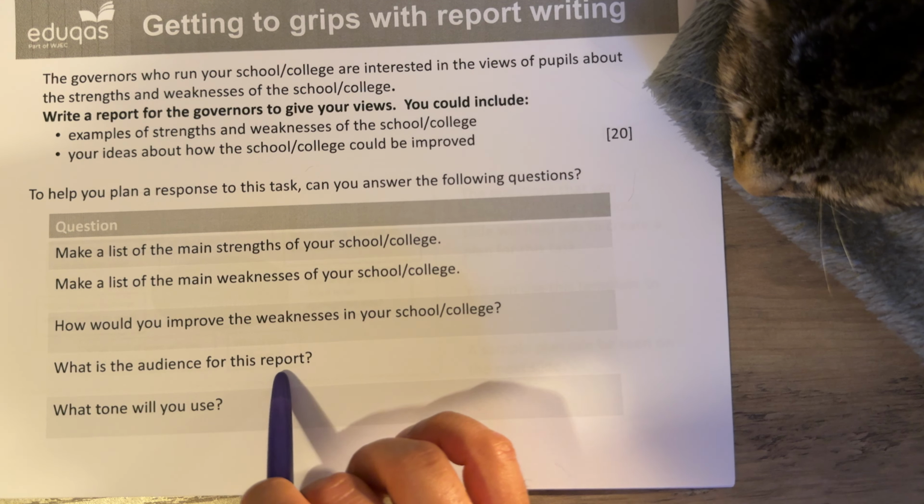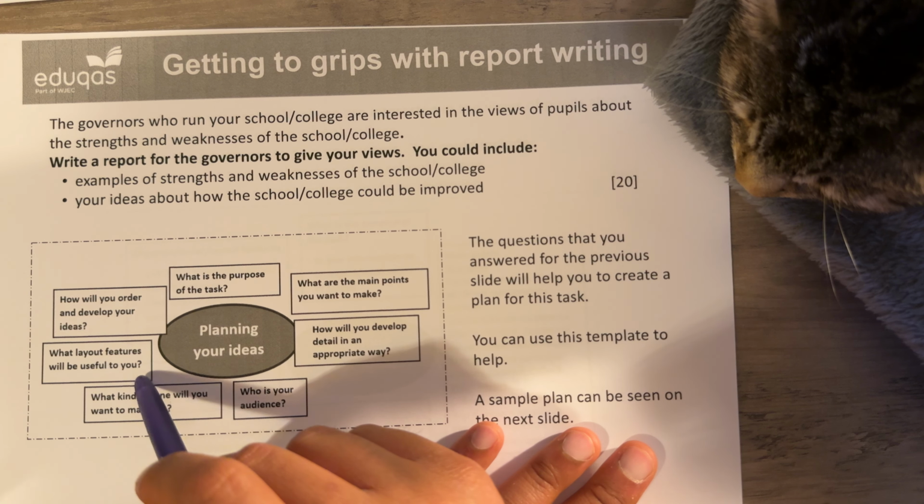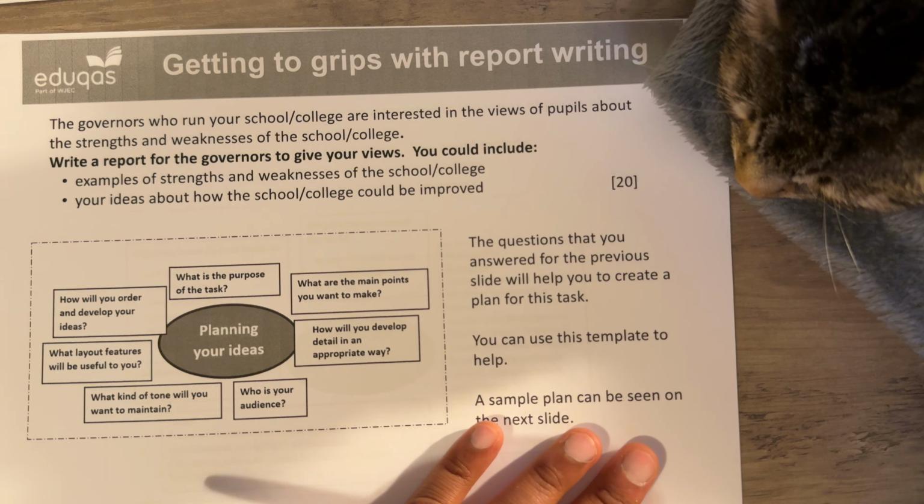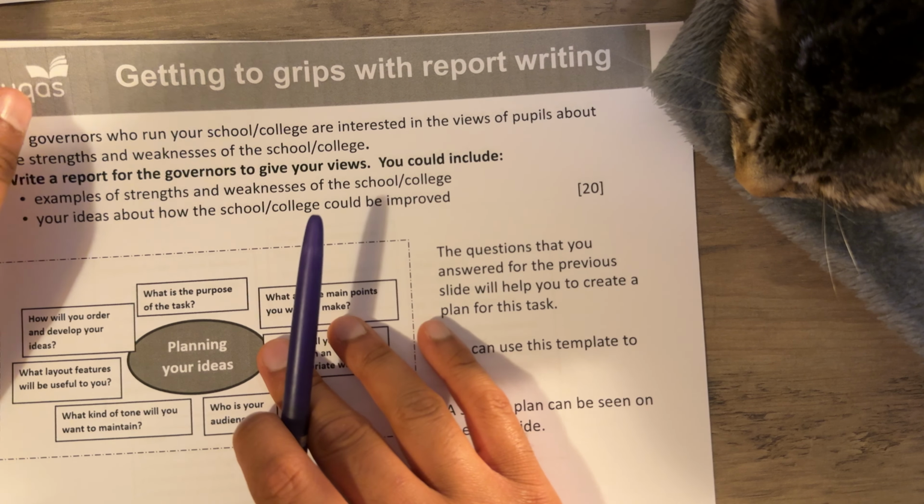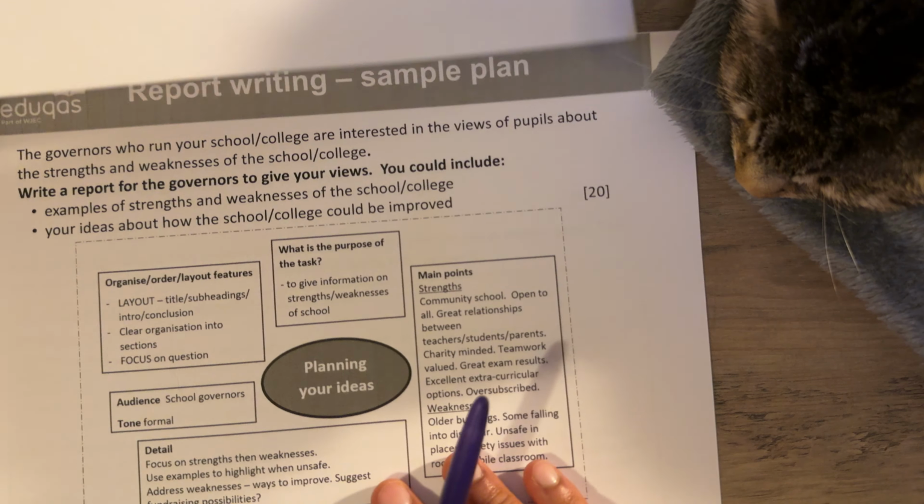What layout features will you be using? Hopefully, subheadings. Maybe you're going to put recommendations in there. Maybe you're going to have a conclusion, an introduction, and how will you order these ideas? Think about those things if you have picked this question. So that's just an example of what you might do for planning. We've had a look at introductions and conclusions. You might notice here, look, there's your title, subheadings are there. That's really good.